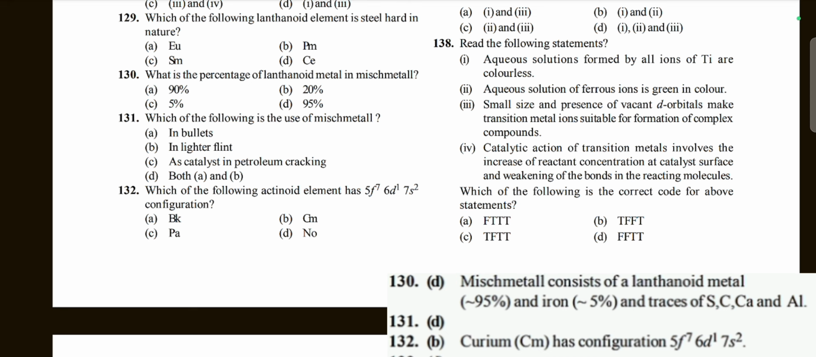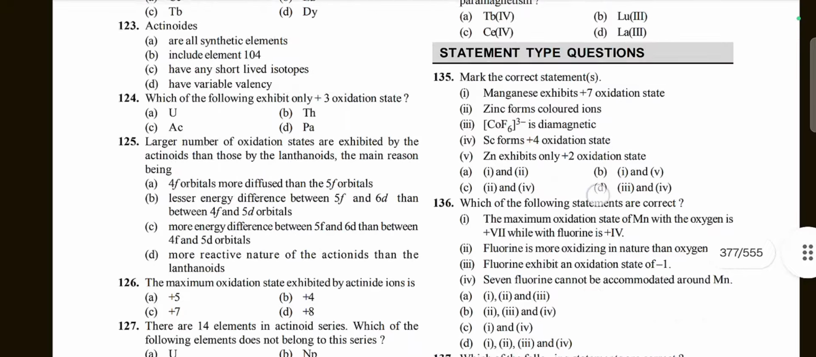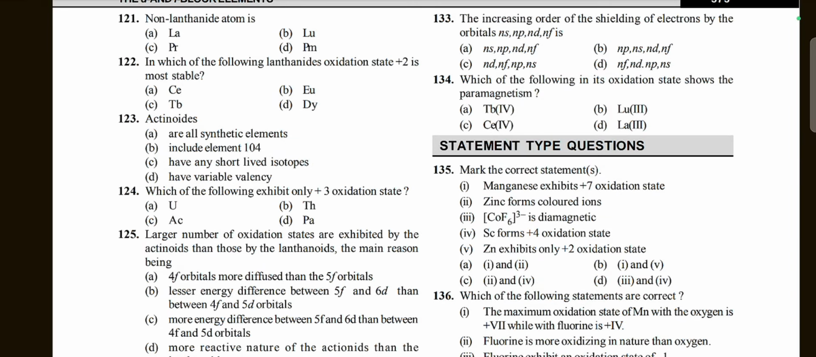Which of the following actinoid elements has 5f7, 6d1, 7s2 configuration? So cerium, option. Sorry, not cerium, it is Cm, curium. Option B will be the answer. The increasing order of shielding of electrons by orbitals ns, np, nd, nf is? So the order will be option D, nf, nd, np, ns.